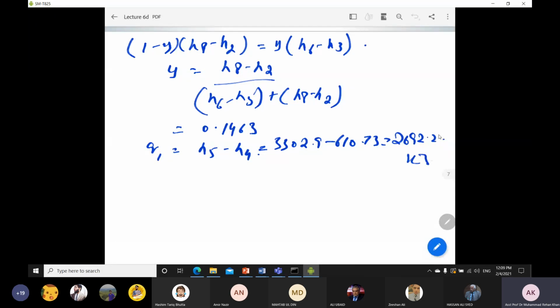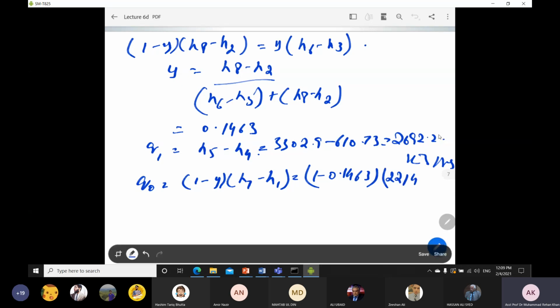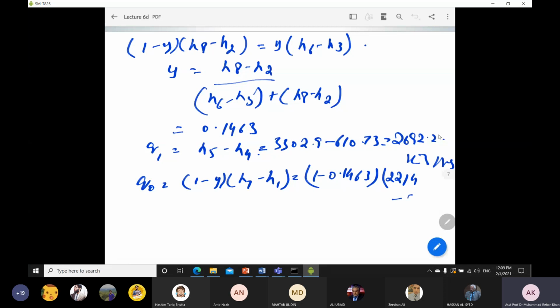Okay, so kilojoule per kg. And Q out, again it is in the condenser part and the fraction going is 1 minus y, so (1 minus y)(h7 minus h1). The 1 minus fraction you already know, 0.1463, h7 is also known to you, so minus 251.42, and that turns out to be 1675.4 kilojoule per kg.